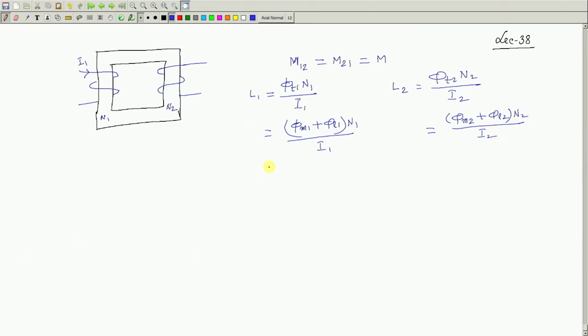And the mutual inductance between 1 and 2 was defined, that is due to phi M1, and this part of the inductance, the first term, I call LM1, and this is leakage inductance 1. Similarly, L2 is LM2, magnetizing inductance, plus LL2. Up to this we have done. Now, obviously, you can see that the total flux linkage is nothing but L1 into I1. Got the point?